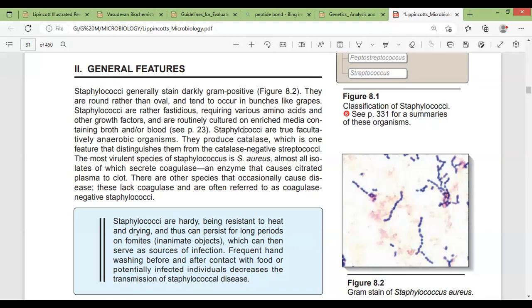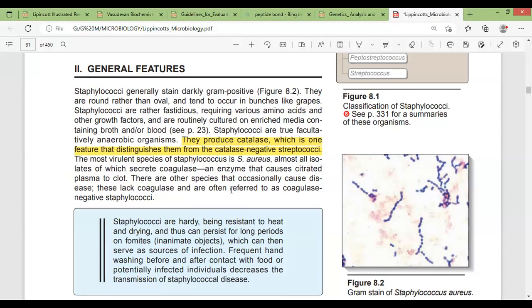Then another characteristic is that they're facultative anaerobes, right? Remember what we said about facultative anaerobes as compared to obligate anaerobes. The other thing, they produce catalase, right? So they are catalase positive. And this is one of the features that distinguishes them from streptococci. When you're looking at streptococci, we won't mention anywhere that streptococci produce catalase. But staphylococci does produce catalase, right?